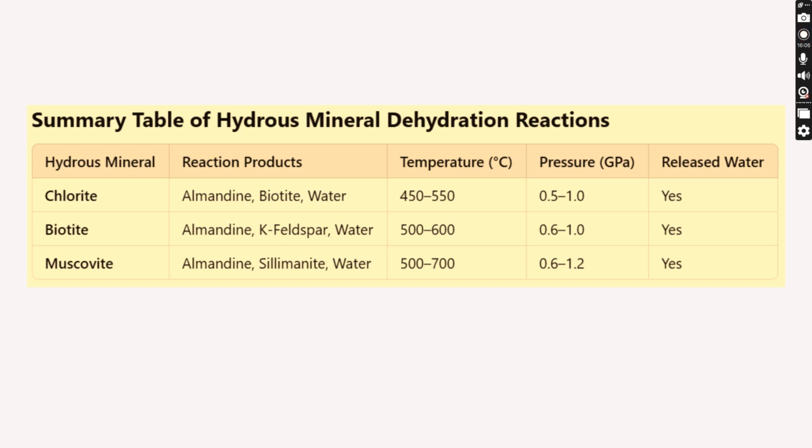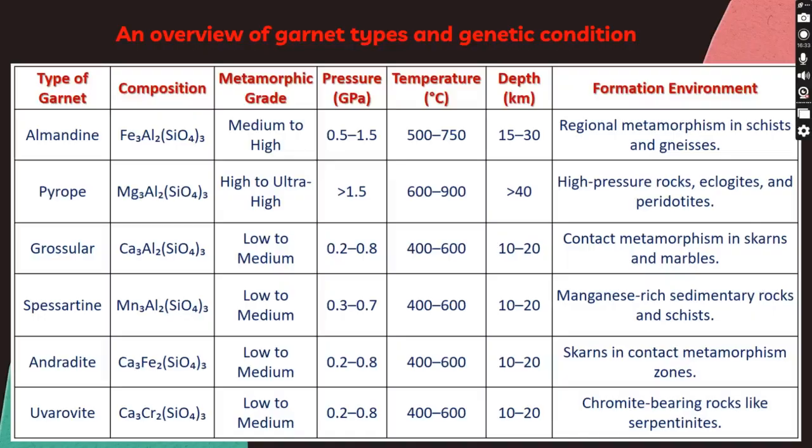And of course chlorite, biotite and muscovite are the main suppliers of almandine. They get broken down as main hydrous minerals, and of course chlorite starts breaking down at the beginning, then muscovite, and muscovite usually breaks down more readily than biotite. Okay, so that's it. I hope you enjoyed.